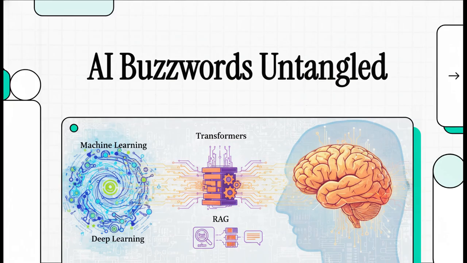We're going to map out exactly how these technologies fit together, and then we're going to hold up a mirror to see how each one attempts to replicate the ultimate computer, the human brain.